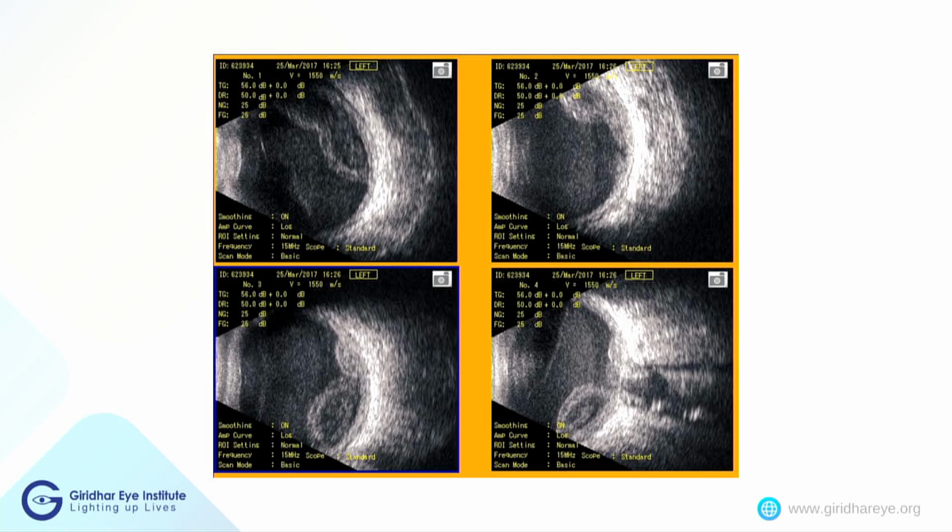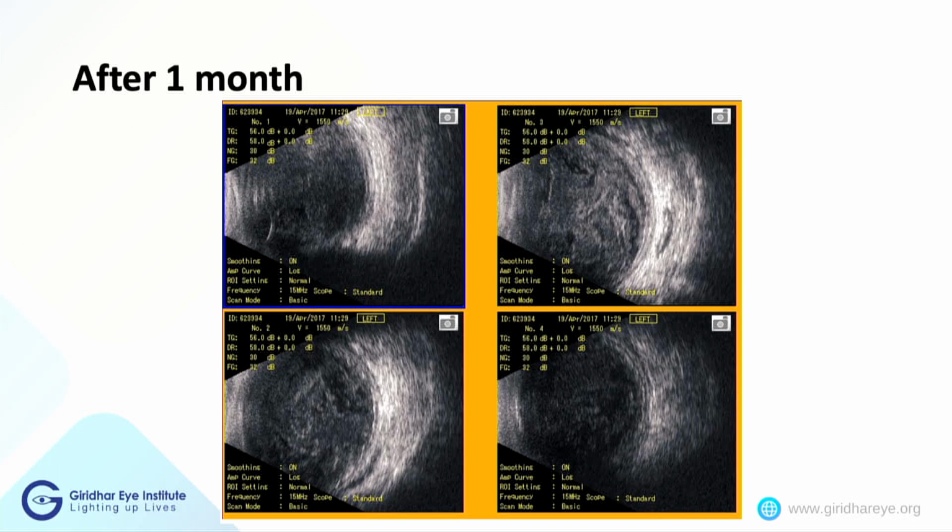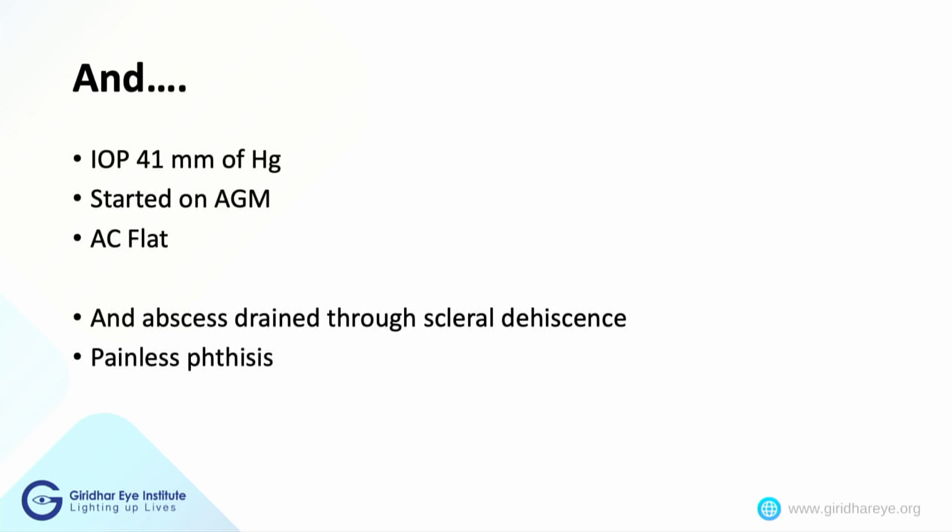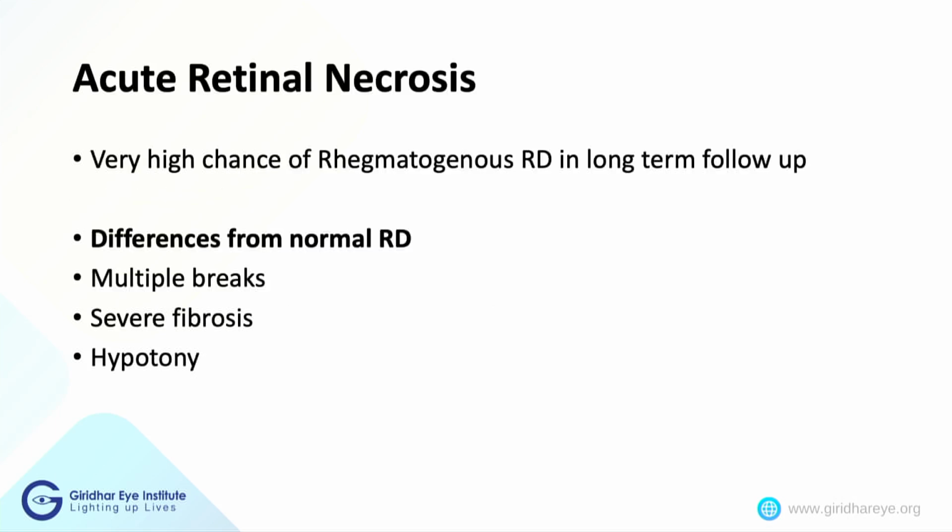In spite of all these things, it became phthisis. So this case I wanted to show just to show the importance of vitreous tap. Now, acute retinal necrosis is the most difficult surgical treatment. Why?